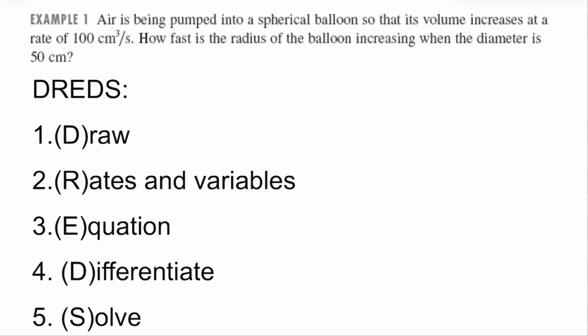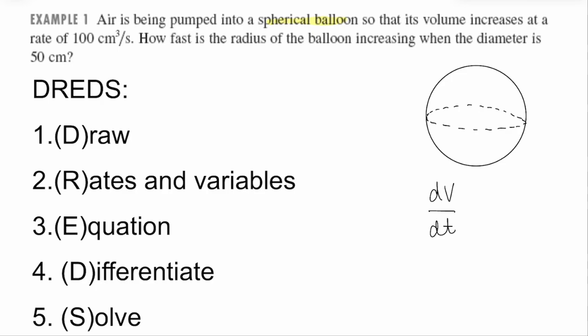It says air is being pumped into a spherical balloon. Don't go any further until you have drawn a sphere. Okay, so we've drawn this sphere. Air is being pumped into a spherical balloon so that the volume increases at a rate of 100 cubic centimeters per second. So I know the change in volume per unit of time is 100 cubic centimeters per second.